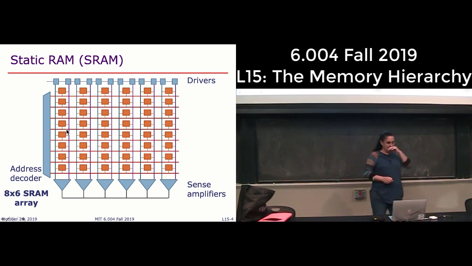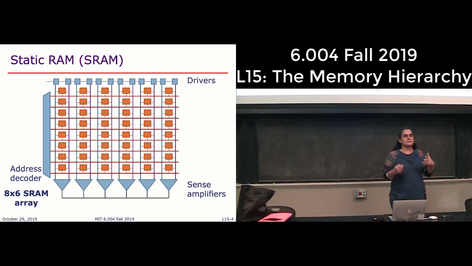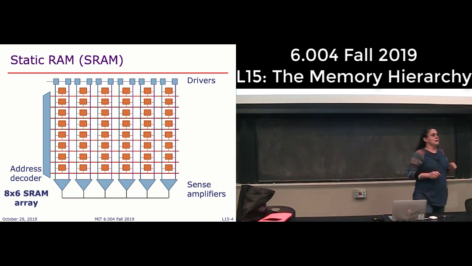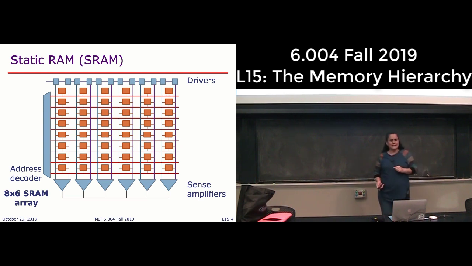Here we're just showing you a very small SRAM where you've got 8 rows of information, and each one of those rows has 6 bits in it. So we have in this example an SRAM array that's of size 8 rows or 8 words, and each one is 6 bits wide. So what else is here?